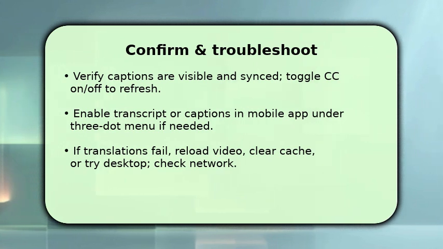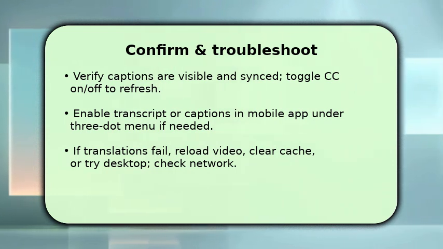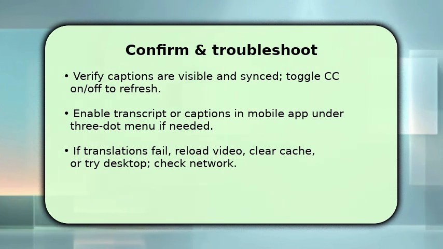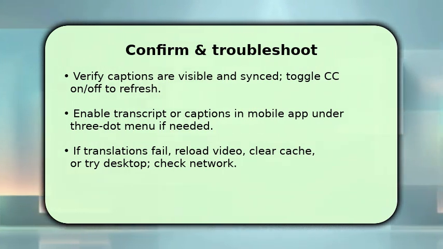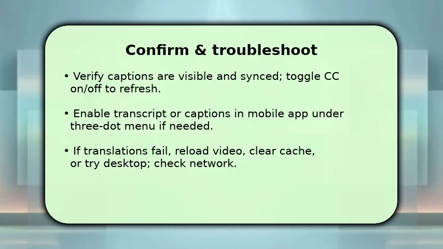For mobile, use the three-dot menu under the player to access subtitles or the transcript option if CC isn't showing. If translated captions fail to appear, reload the page, clear the app cache, or switch to desktop, network, or cached player data often causes the issue. One key tip: if no captions exist at all, ask the uploader for a transcript or enable auto-generated captions first.